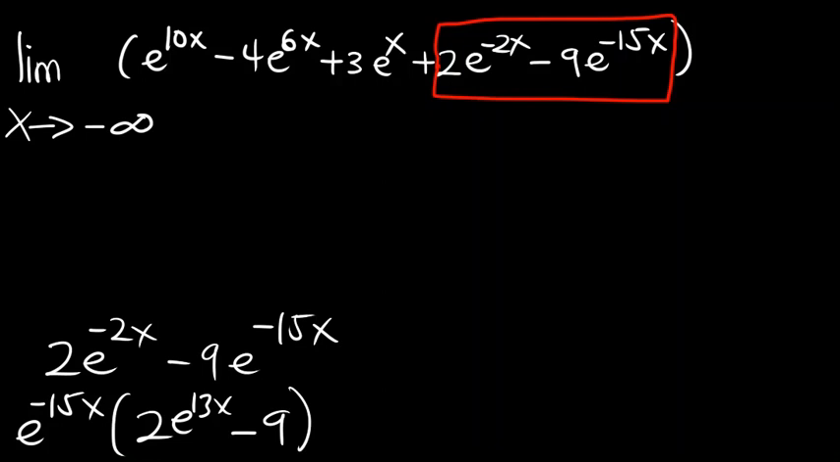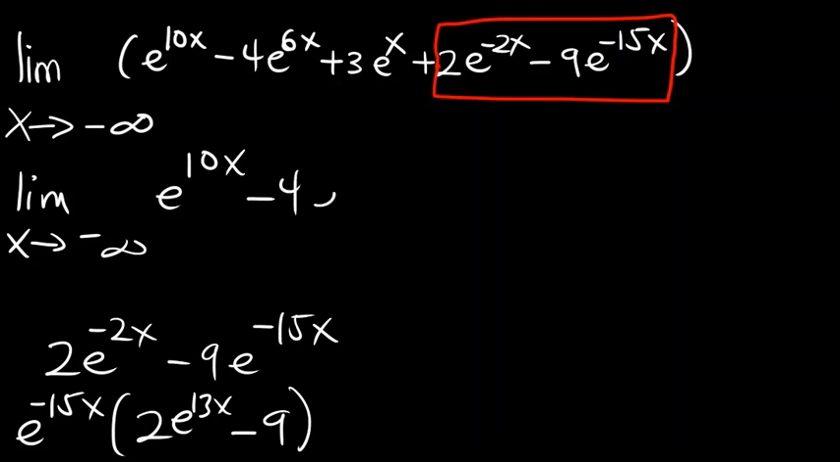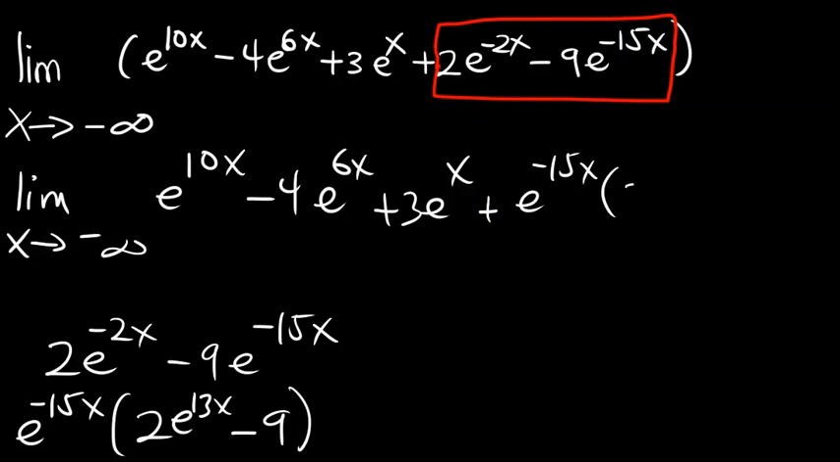Okay, so if you rewrite the function, you are now going to have the limit as x approaches minus infinity of e to the power 10x minus 4 times e to the power 6x plus 3 times e to the power x, plus e to the power minus 15x, bracket open, 2 times e to the power 13x minus 9. This is what you are going to have.